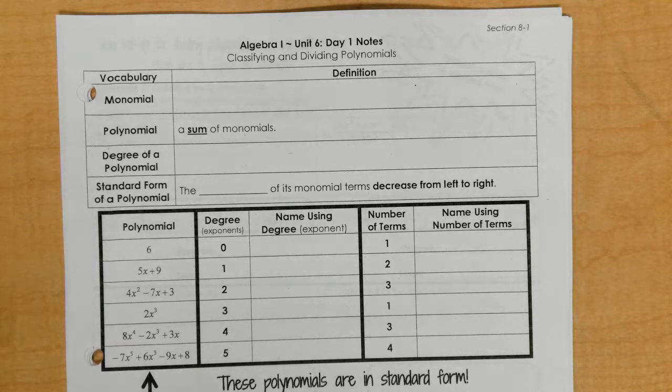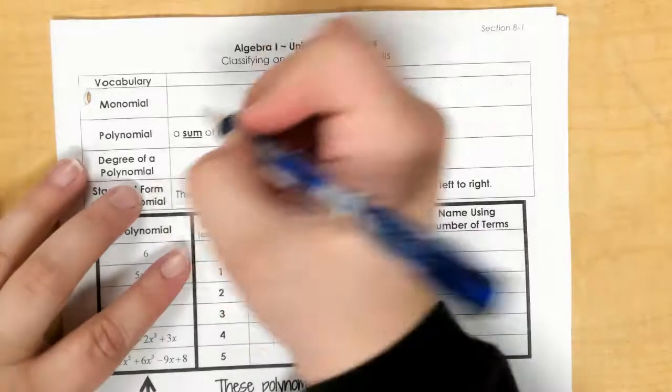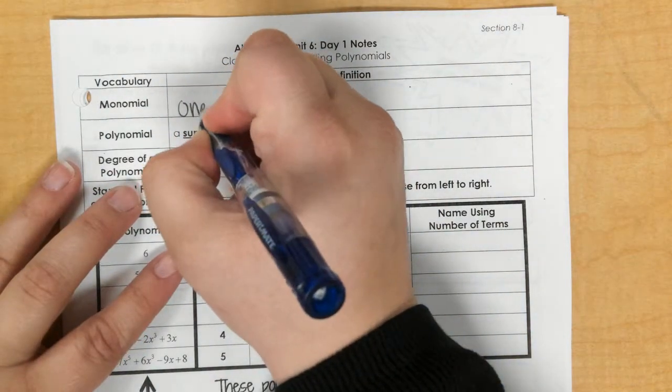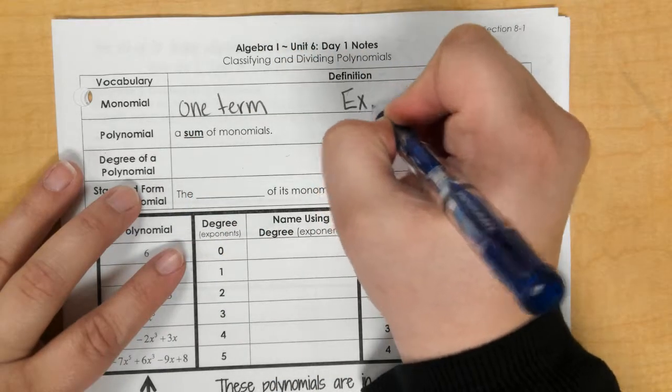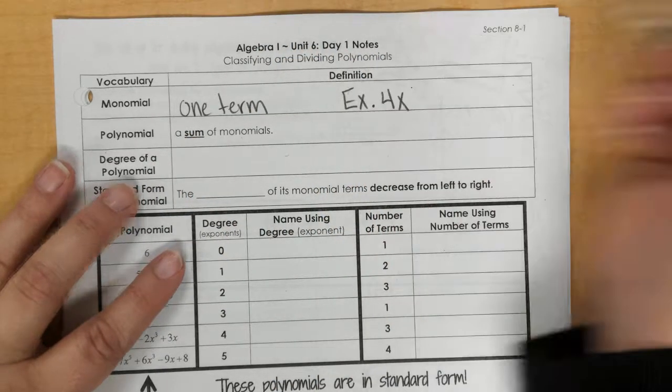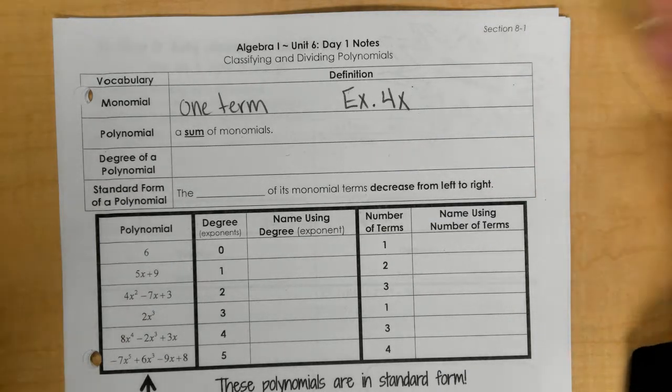For Unit 6, Day 1 notes, we're going to talk about polynomials. And the first thing is classifying them, which means naming them. So a monomial is just one term, and you should be familiar with what these look like. An example could be 4x. You've dealt with 4x before, like 2x or 6x.